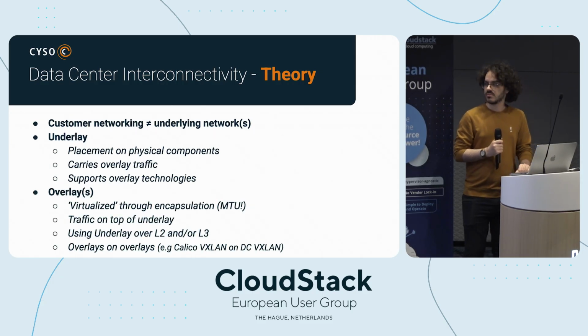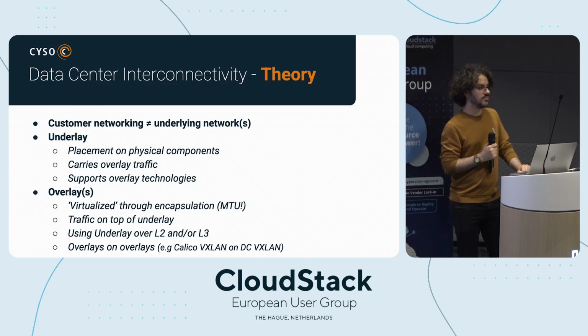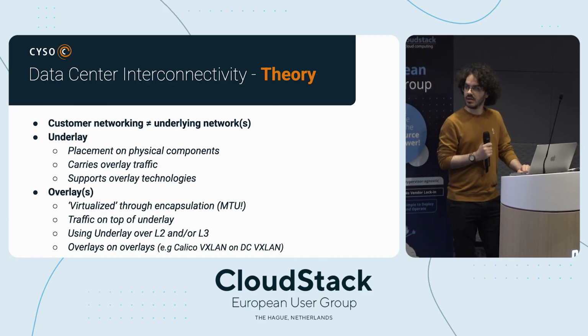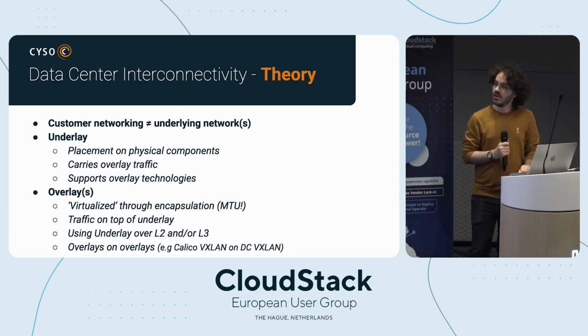And overlay, there's a few ways of interpreting what an overlay is. You can say a VLAN is an overlay. Generally speaking, it's viewed at the layer 3 level, so where can you route to? And overlays are generally virtualized through encapsulation, which means you need to keep MTU in mind, because if you want to support 1500 MTU traffic on your VMs, you need 1550 or maybe more on your actual physical underlay to support the encapsulation that comes on top of that traffic. And yeah, it's on top of your underlay.